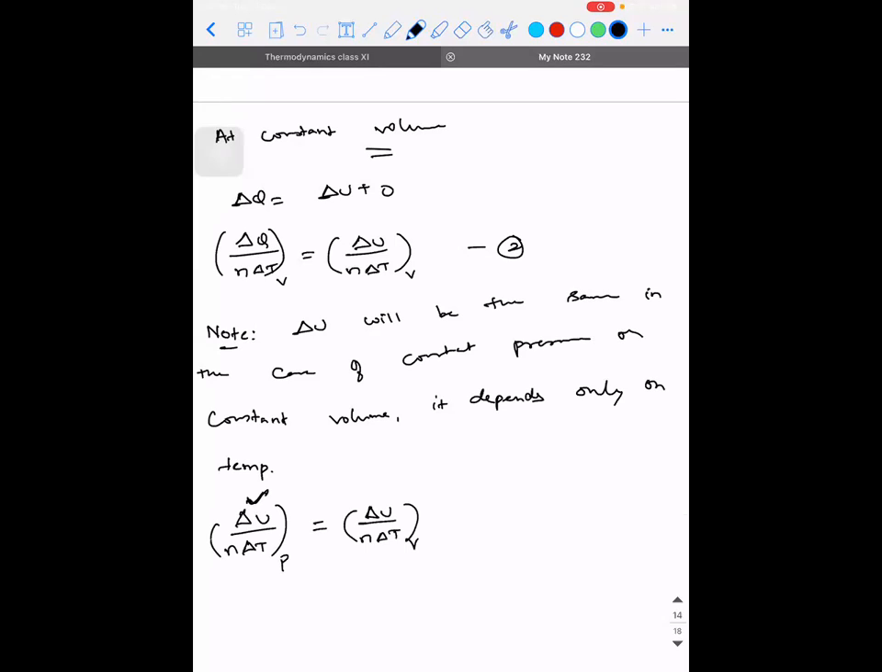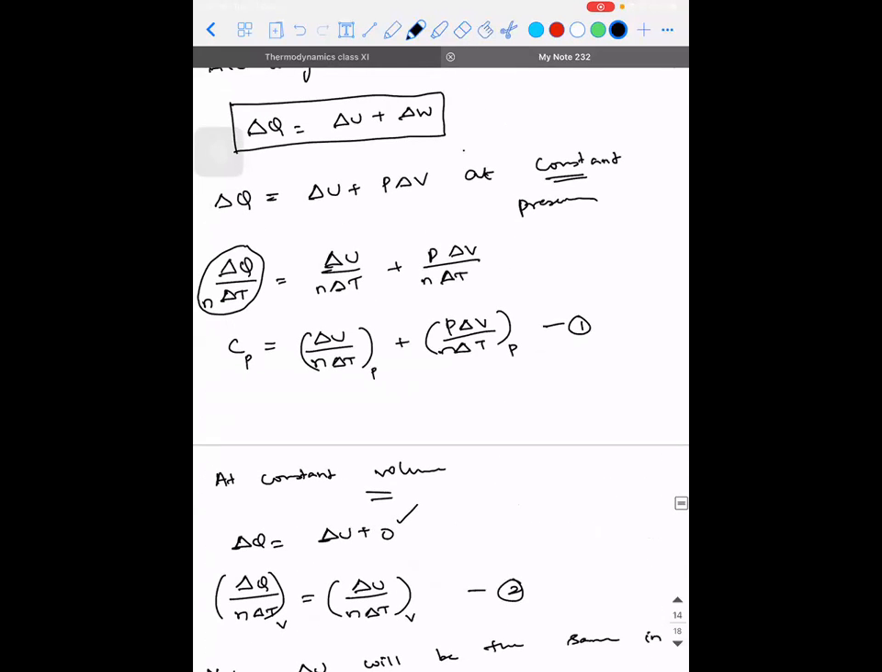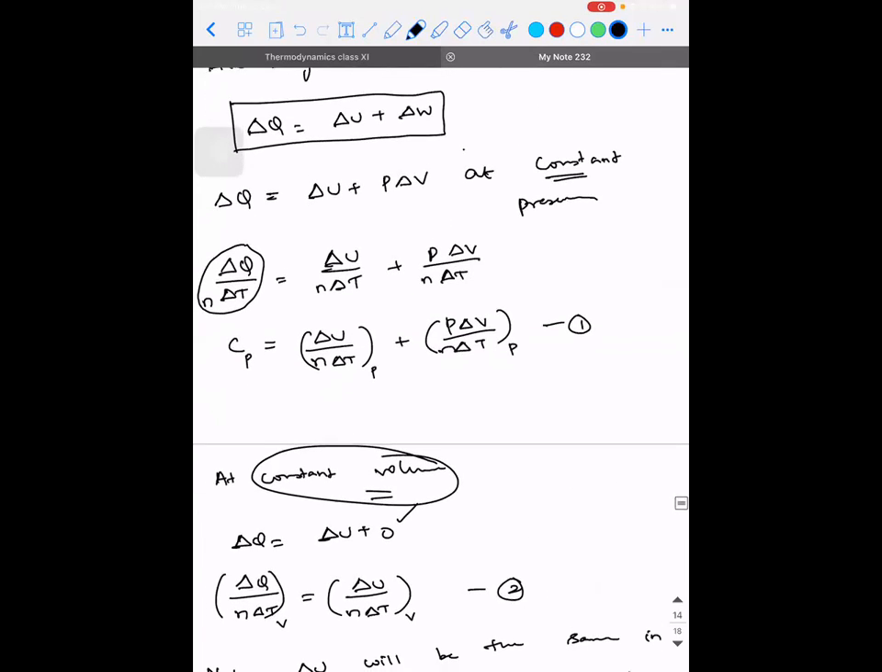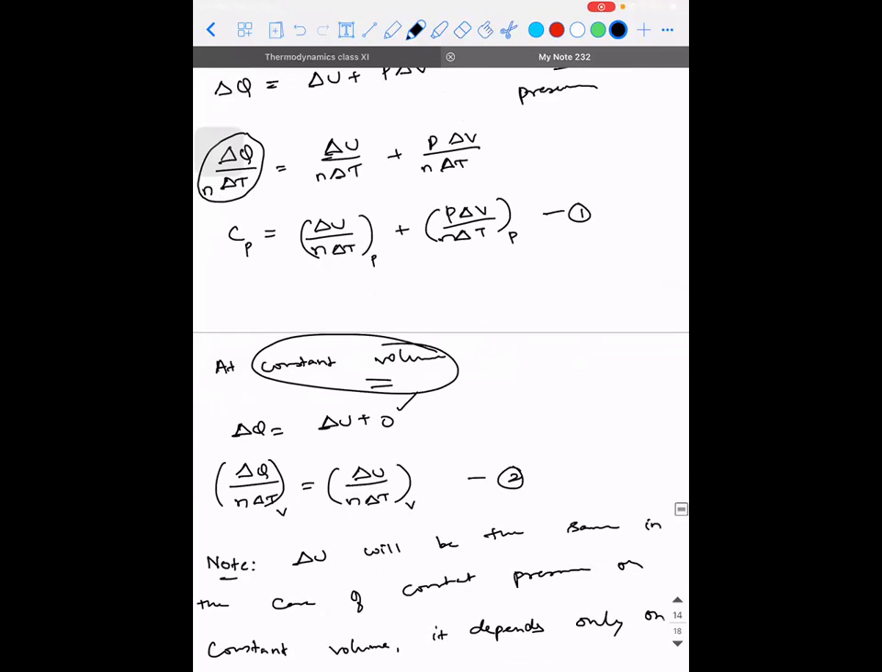Sir, can you explain why delta Q is equal to delta U plus 0? You only told no work done is 0. Remember, how did you relate it to isochoric process, sir? Got it? Constant volume. Oh, work done in constant volume is 0. Okay, sir. Got it? So the first one is isobaric, right, sir? Yes, the first one is the isobaric process. The second one is the isochoric process.